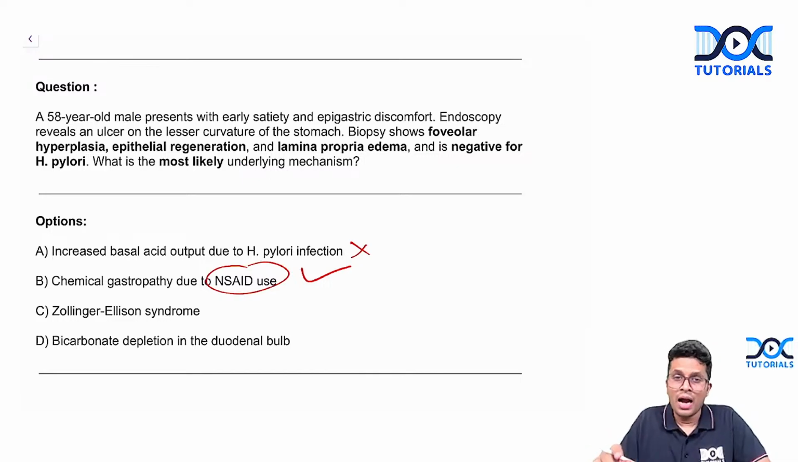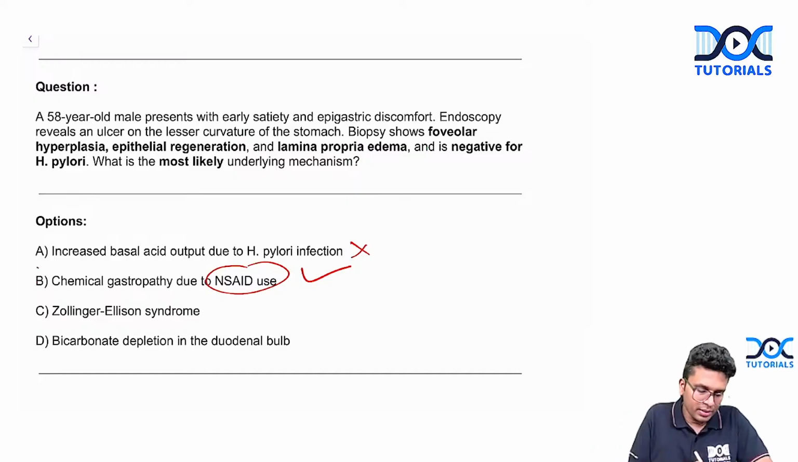Zollinger-Ellison syndrome usually will not have a single ulcer, they'll have multiple ulcers, especially towards the duodenum. And bicarbonate depletion in the duodenal bulb does not cause a gastric ulcer, it more causes a duodenal ulcer. So the best answer is B.